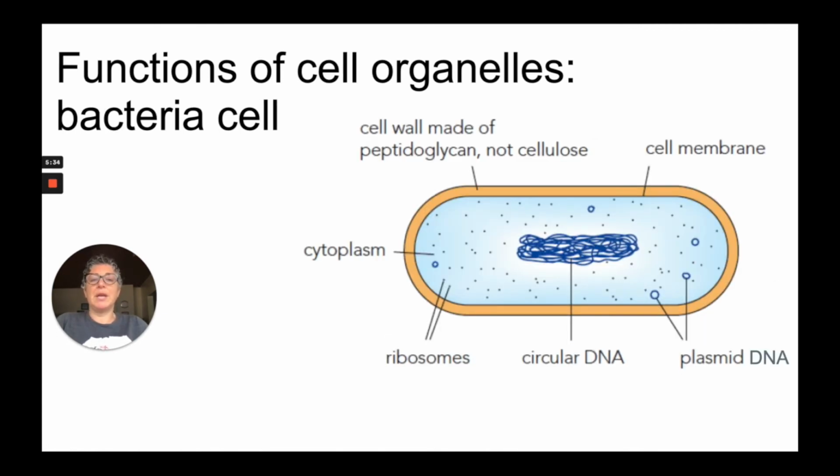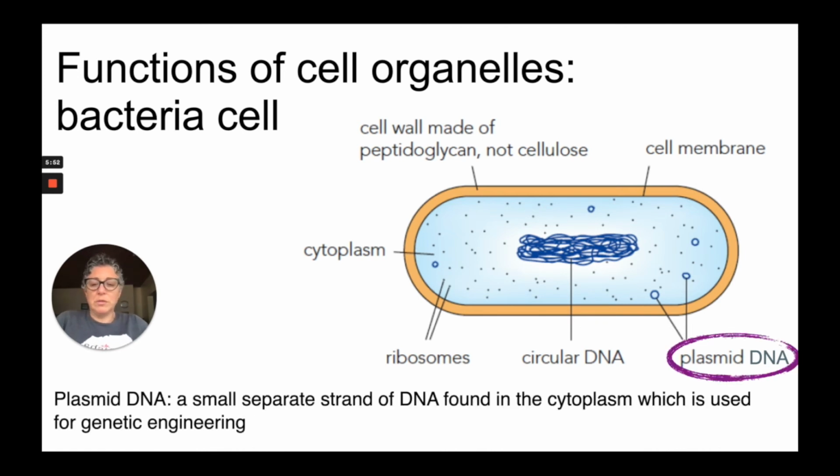And finally, we're going to take a look at the bacteria cell and some of the functions of its organelles. So again, we're not going to go over some of the parts that we've already discussed, like the ribosomes and the cytoplasm and the cell membrane. The first one that we want to focus on is the plasmid DNA, because this is different than other cells. This is a small separate strand of DNA that is found in the cytoplasm, which specifically is used for the process of genetic engineering. So when we get to the section on biotechnology, this component of bacteria cells will be very, very important in that process.